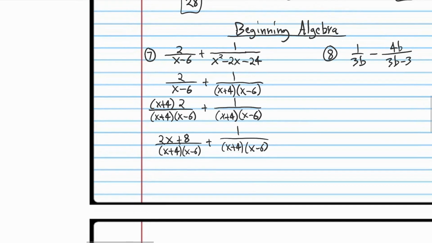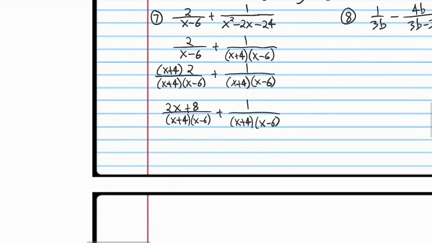So now we have a common denominator, and we can just add these up. When you have a common denominator, you just add the numerators and keep your denominators. So 2x plus 8 plus 1, that would be 2x plus 9. And if you want to, you can go ahead and FOIL the denominator.